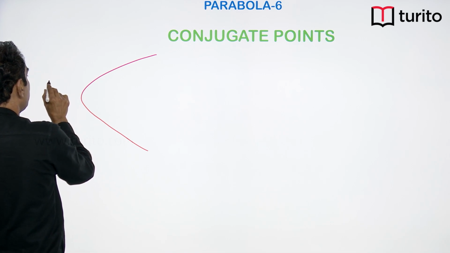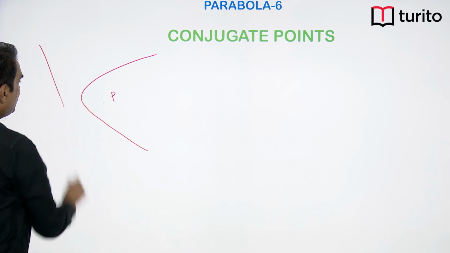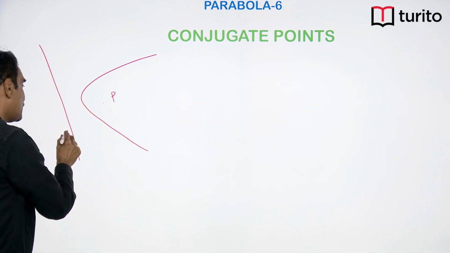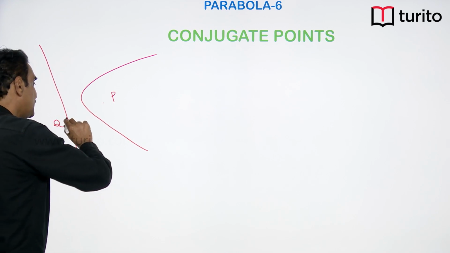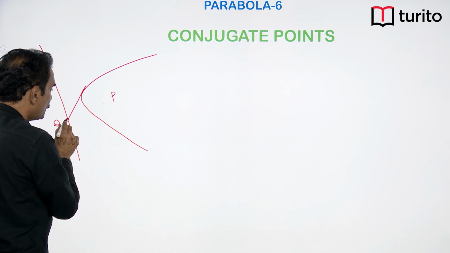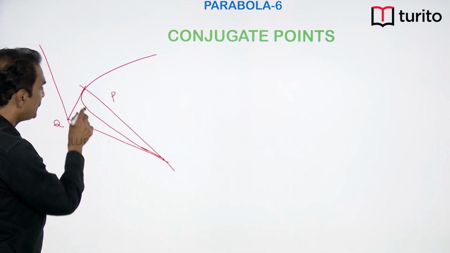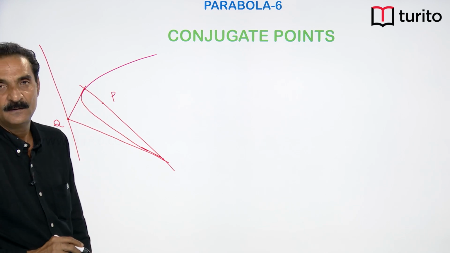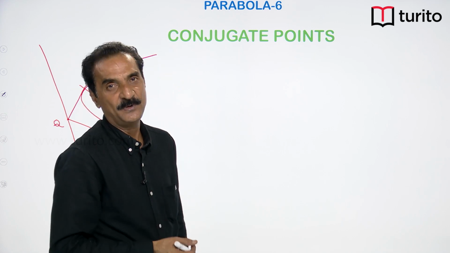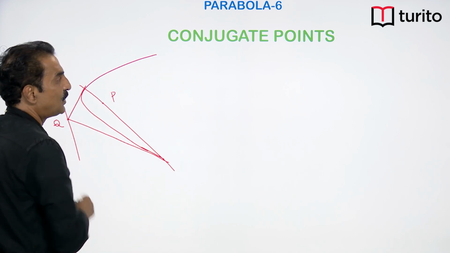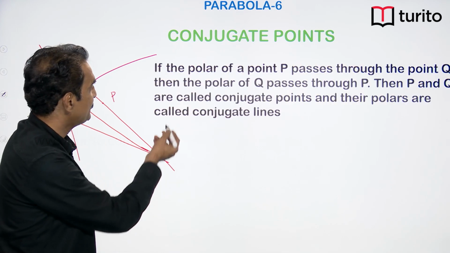Next point, conjugate points. Suppose P is a point, its polar will be some line like this. If this polar passes through some point Q, then automatically the polar of Q, what is the polar of Q? Chord of contact. It automatically passes through P. If the polar of P passes through Q, then the polar of Q passes through P. Then P and Q are called conjugate points and their polars are called conjugate lines.